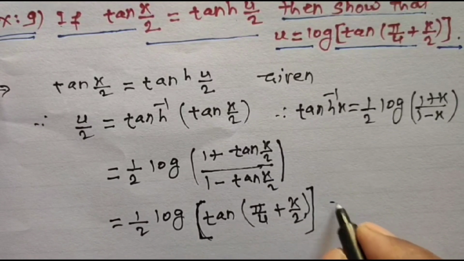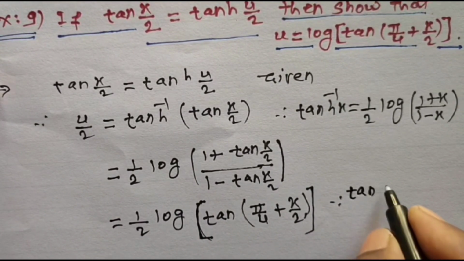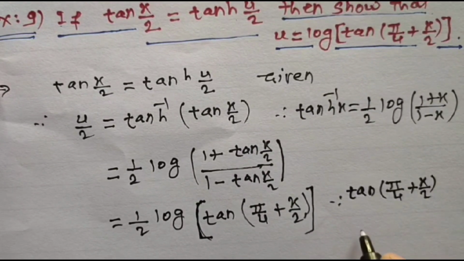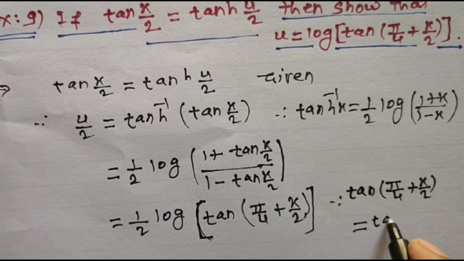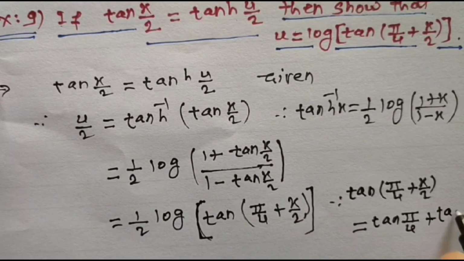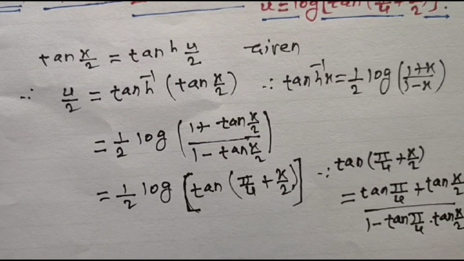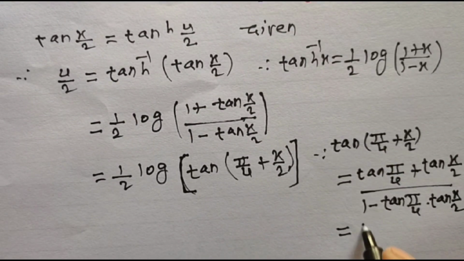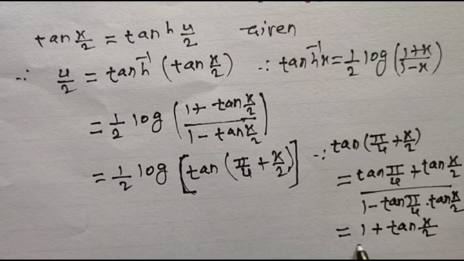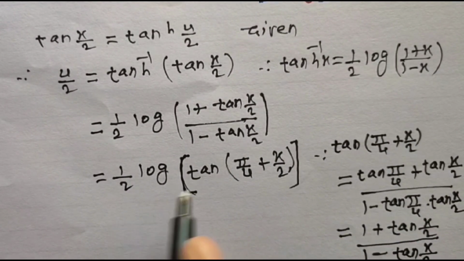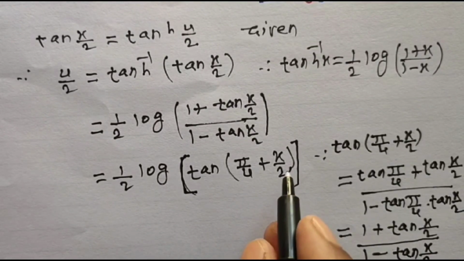Since you know tan of pi by 4 plus x upon 2, how can we write this? Using the formula tan of a plus b, tan pi by 4 plus tan x upon 2 divided by 1 minus tan pi by 4 into tan x upon 2. But you know tan pi by 4 is 1. So this can be written as 1 plus tan x upon 2 divided by 1 minus, tan pi by 4 is 1, so 1 into tan x upon 2, that is tan x upon 2. That's why half logarithm of tan of pi by 4 plus x upon 2.